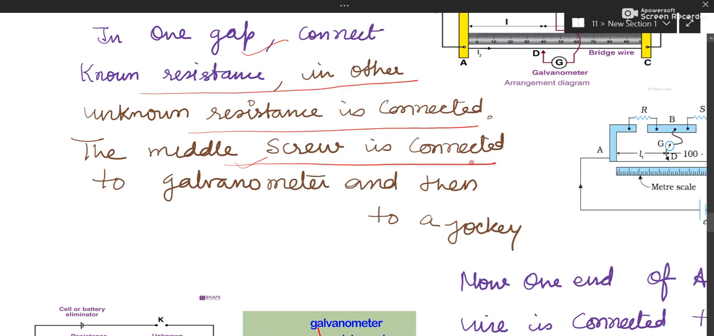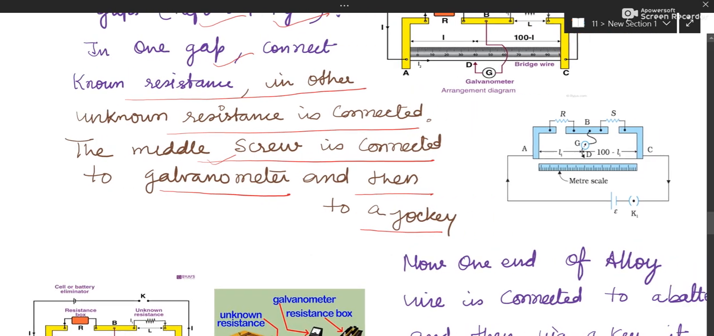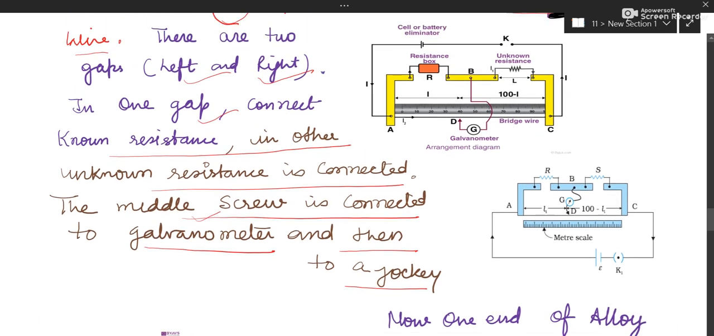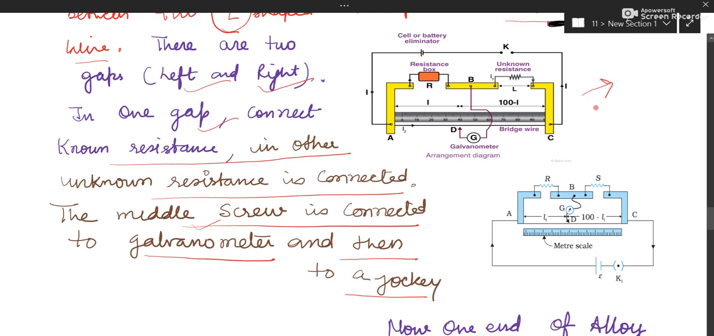That middle screw is connected to the galvanometer, and then it is connected to a jockey. I have not written external resistance. If you wish, you can write it. You can see in the diagram, the circuit diagram will be like this. We have seen how it actually looks, and now this is the circuit diagram that you need to draw.